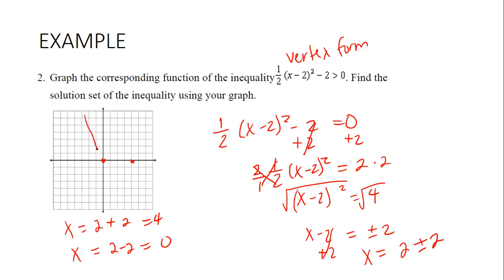And my a was positive. There's my sketchy sketch. This one's asking for greater than. So greater than 0. Where am I greater than 0? So my answer would be x is less than 0 or x is greater than 4.